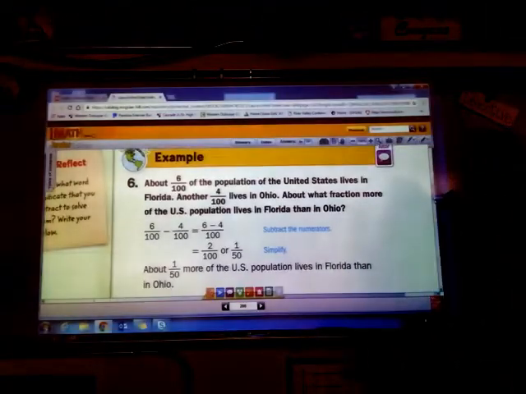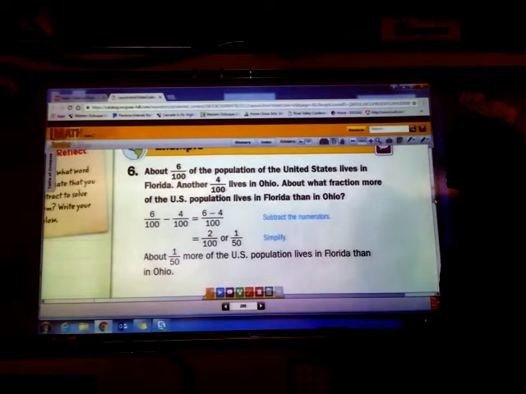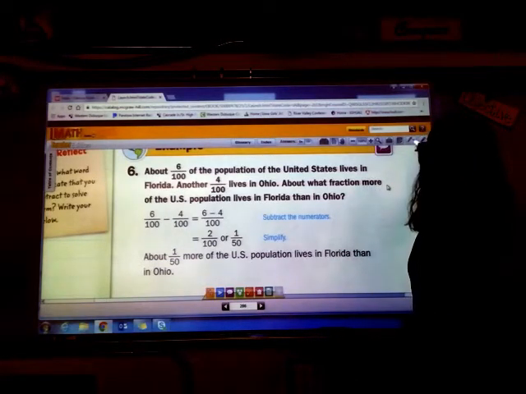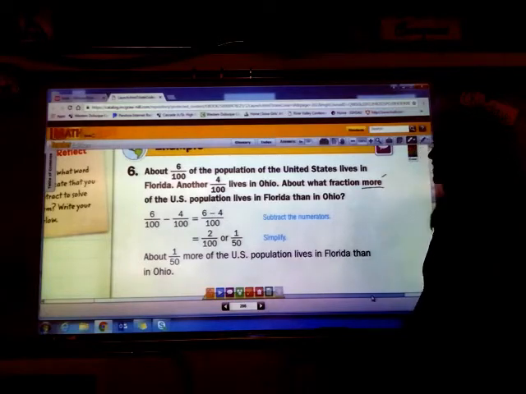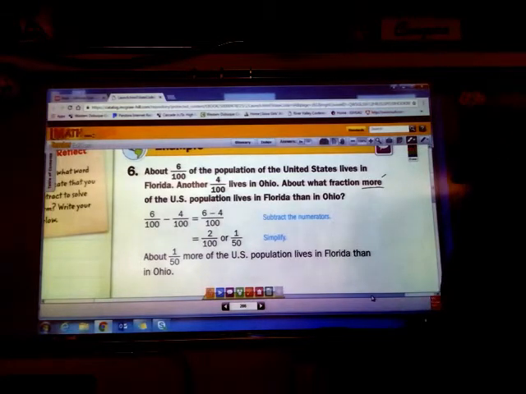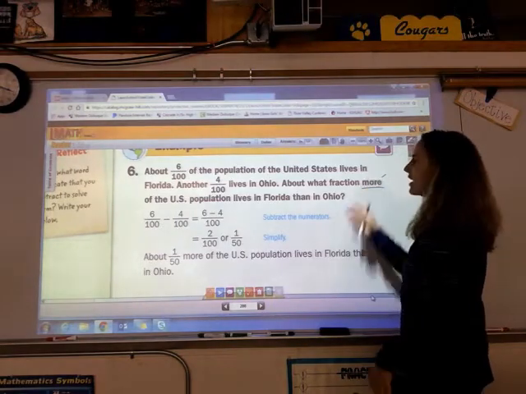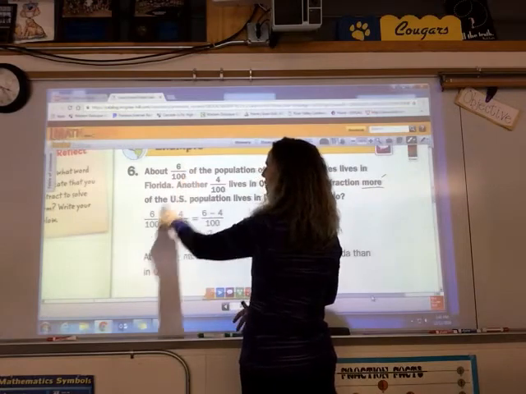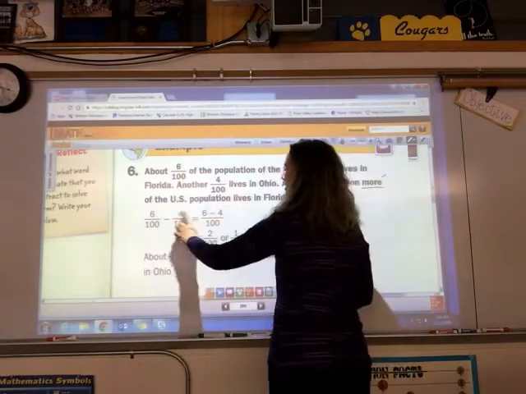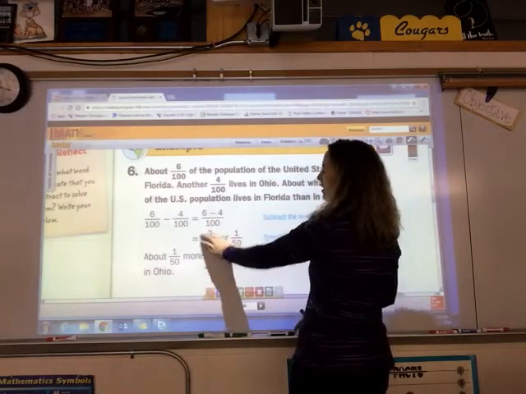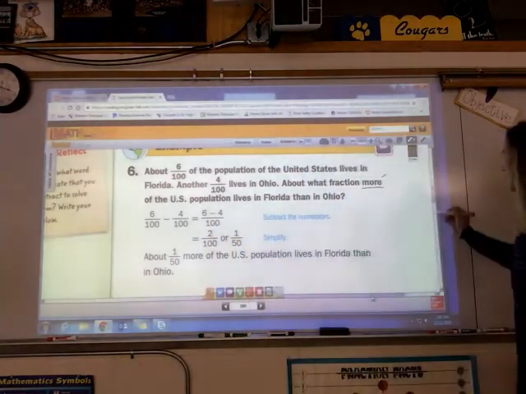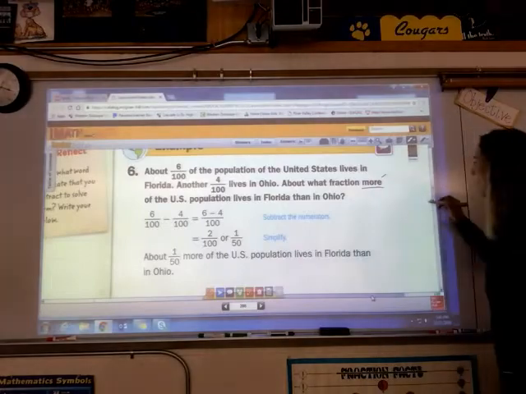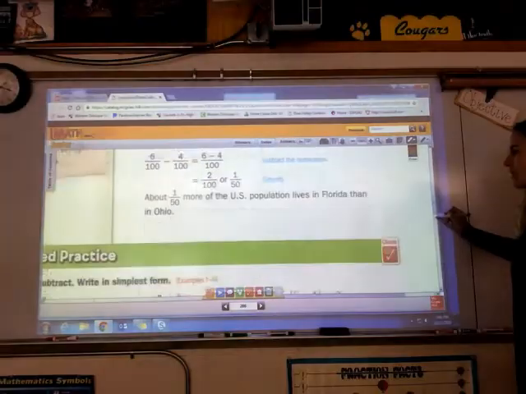Looking at number 6, it says about 6/100ths of the population of the United States lives in Florida. Another 4/100ths lives in Ohio. About what fraction more of the United States population lives in Florida than Ohio? Because we're looking at more, looking at the difference between the two, we're actually going to subtract them. So you can see the fraction 6/100ths minus 4/100ths. 6 minus 4 would give us 2/100. Divide those both by 2, so we have 1/50. And then answering it, about 1/50th more of the U.S. is going to live in Florida than in Ohio.